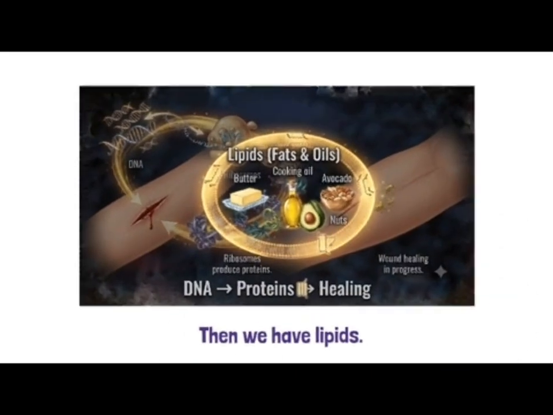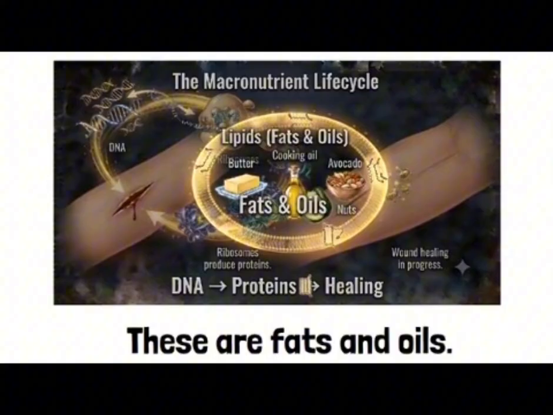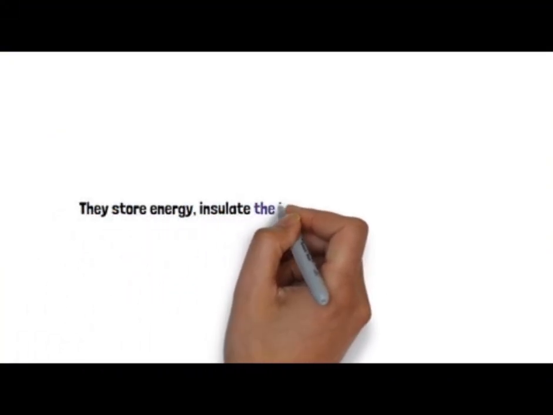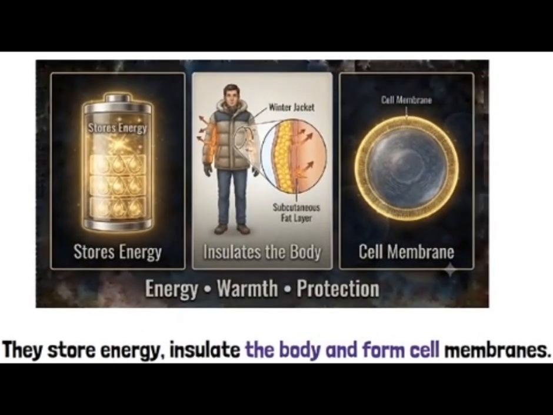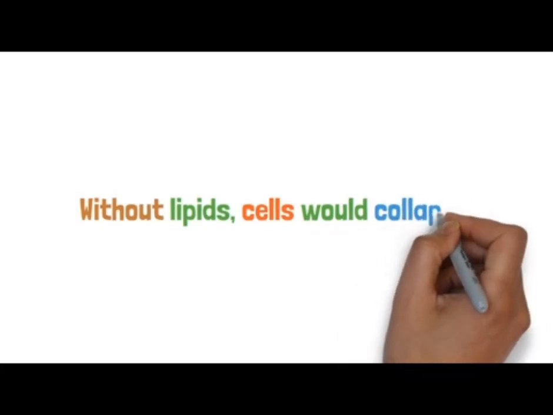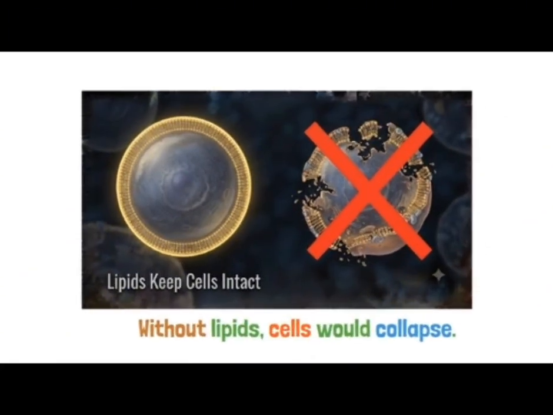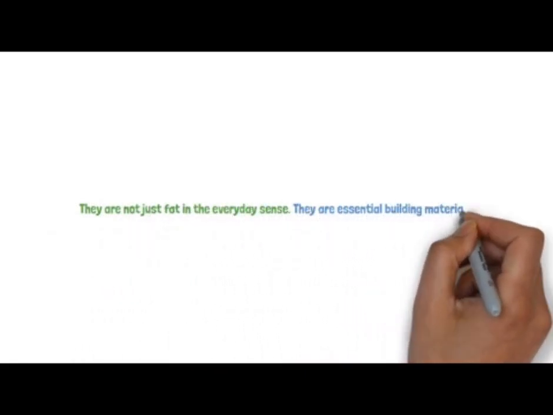Then we have lipids. These are fats and oils. They store energy, insulate the body, and form cell membranes. Without lipids, cells would collapse. They are not just fat in the everyday sense. They are essential building materials.